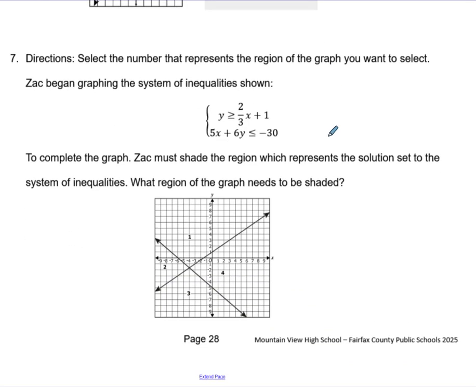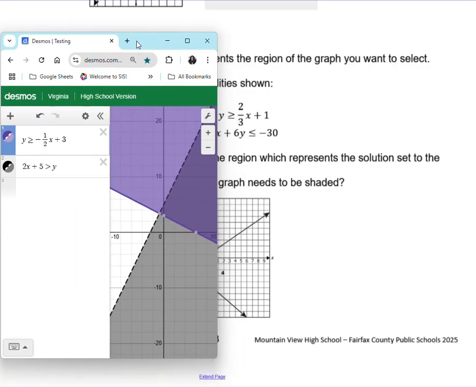All right. Directions. Select the number that represents a region of the graph you want to select. Zach began graphing the system of linear inequalities. To complete the graph, Zach must shade the region. So basically, we want to see which is the solution set. So we can do that using Desmos. So I'm just going to graph it just the way it is.